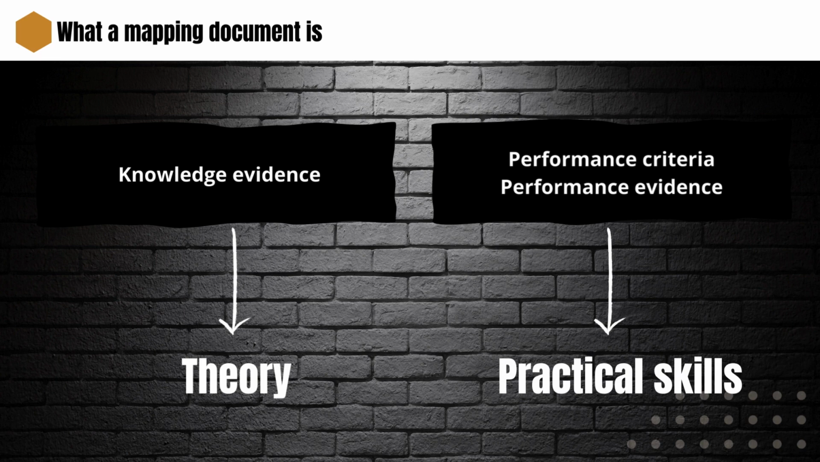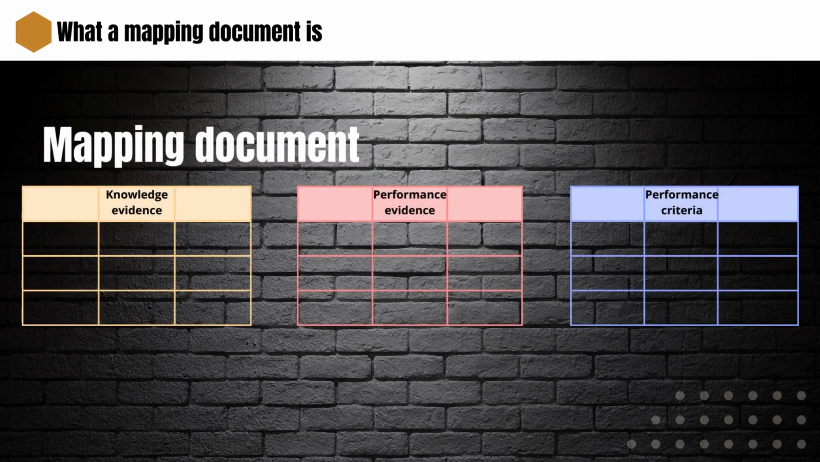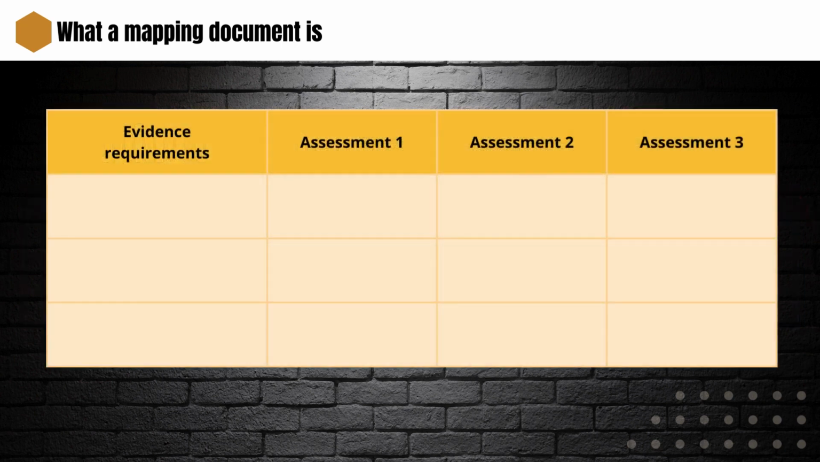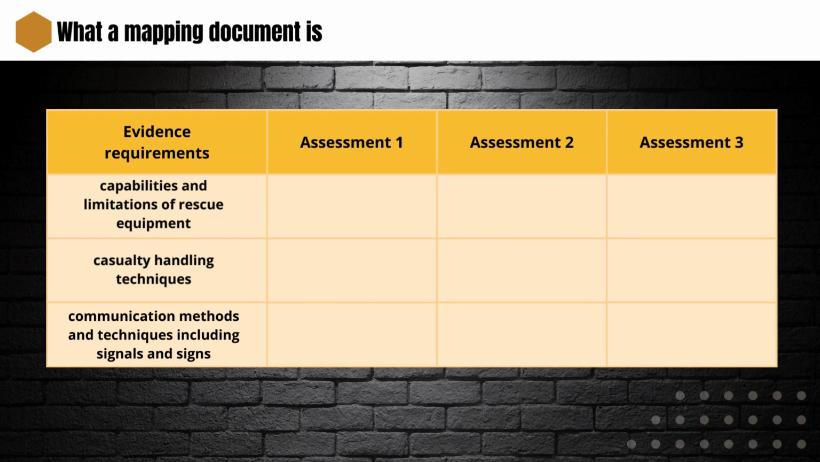When developing assessments, we make a mapping document, and that mapping document has 3 tables, one for knowledge evidence, one for performance evidence, and one for performance criteria. The evidence requirements for each table are copied over from training.gov.au so that each item is on a separate line down the left-hand side of the table. Across the top of the table, each of the columns represents an assessment tool.